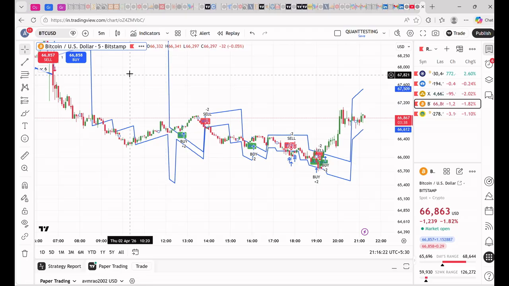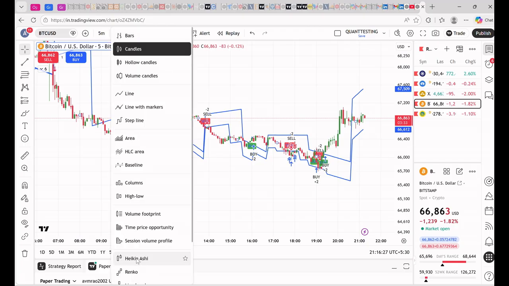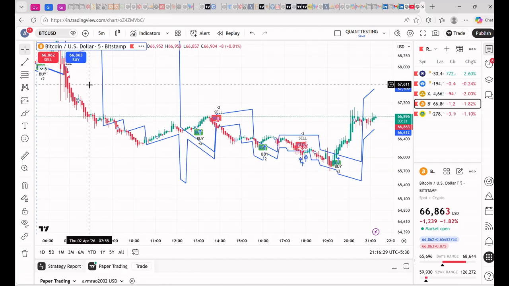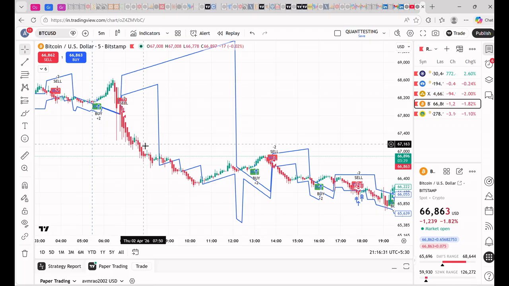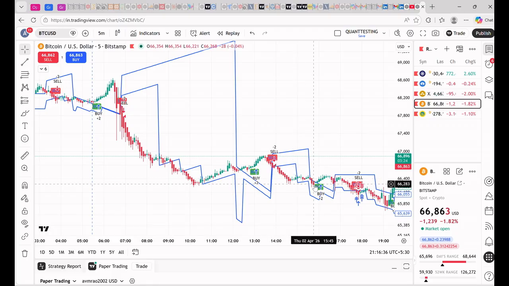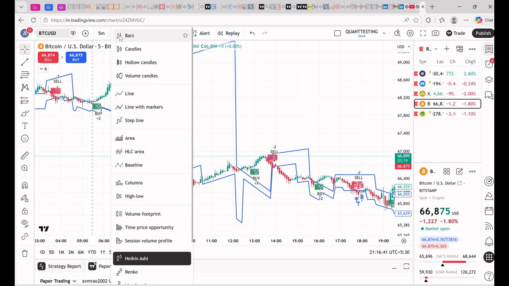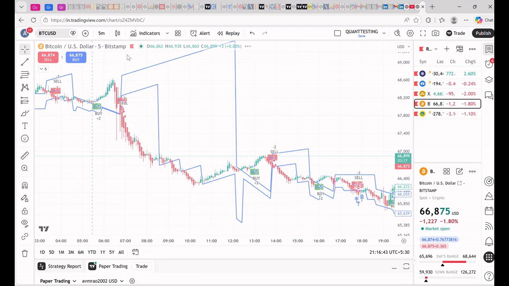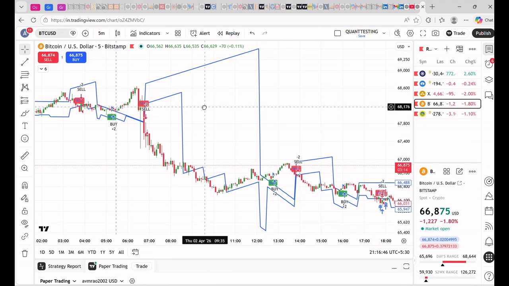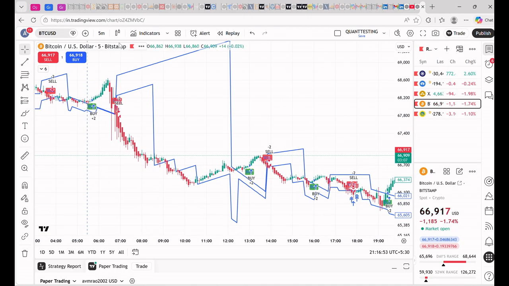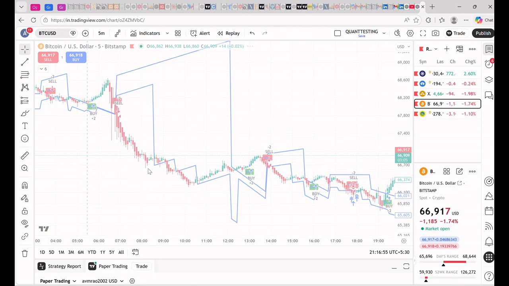There are other chart types as well, such as Heikin Ashi. Heikin Ashi smooths the price movement and helps in identifying trends more clearly. However, for your testing, you should primarily use candlestick charts. There is also a chart type called Renko. Renko charts are based on price movement rather than time. Instead of time-based candles, they form blocks or bricks when price moves a certain amount. This helps in filtering noise and identifying trends more clearly. We will discuss Renko separately at a later stage.